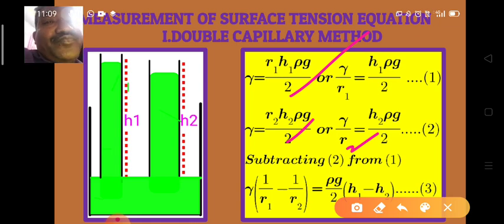We just have to dip two capillary tubes in the liquid and note the heights. That is enough here. And we can measure the density, and we know the g value. Okay.